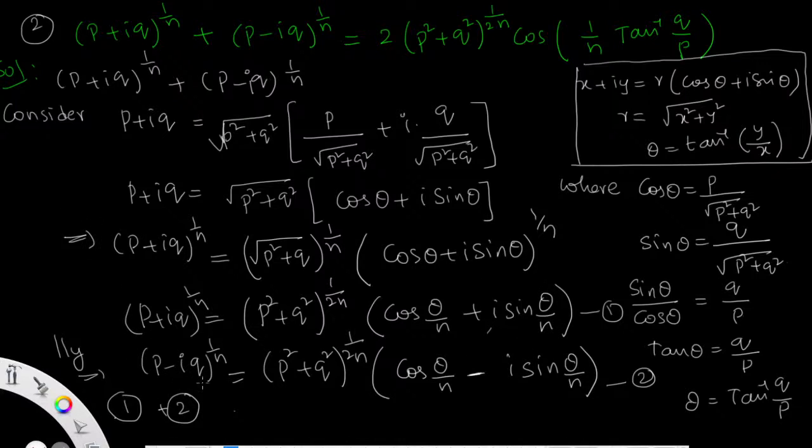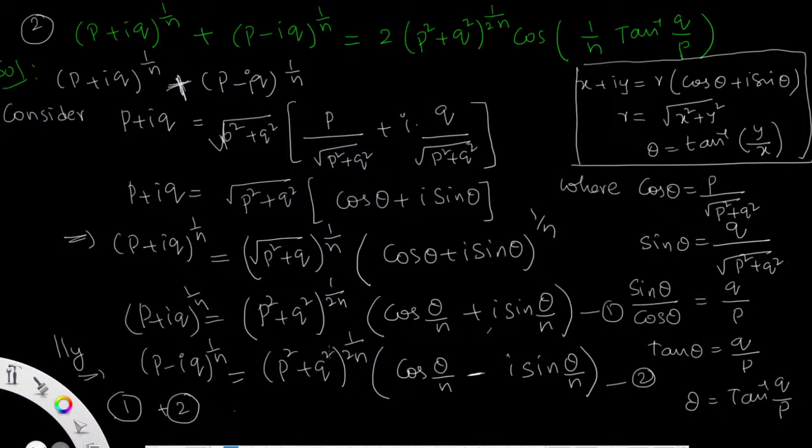Similarly, the second part is (p minus iq) whole to the power of 1 by n. That is just replacing plus with minus in between: cos theta by n minus i sin theta by n. In the question, only the plus is given in between, adding. That's why I am adding this first expression and second expression. Let us see what we get.